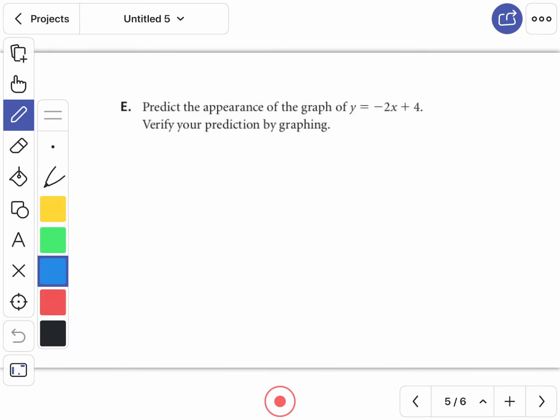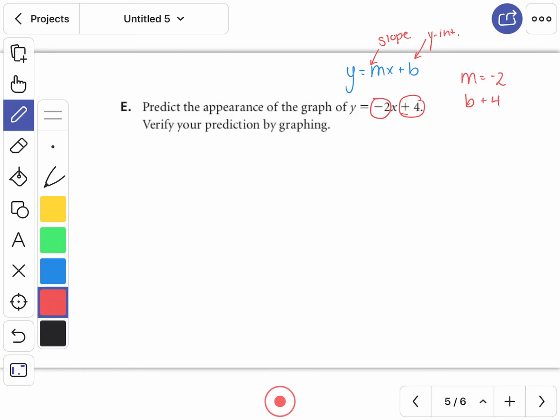So predict the appearance of the graph of y equals negative 2x plus 4. Remember, the general form we looked at here was mx plus b, where m was our slope and b was our y-intercept. So in this case, m is equal to negative 2, because it's what's multiplied to x out front, and b was positive 4, positive because it's added here.